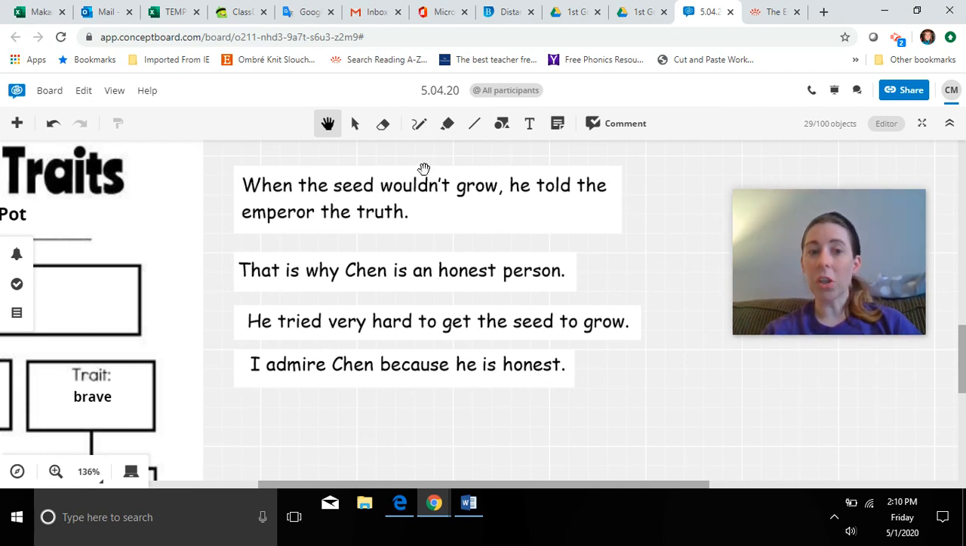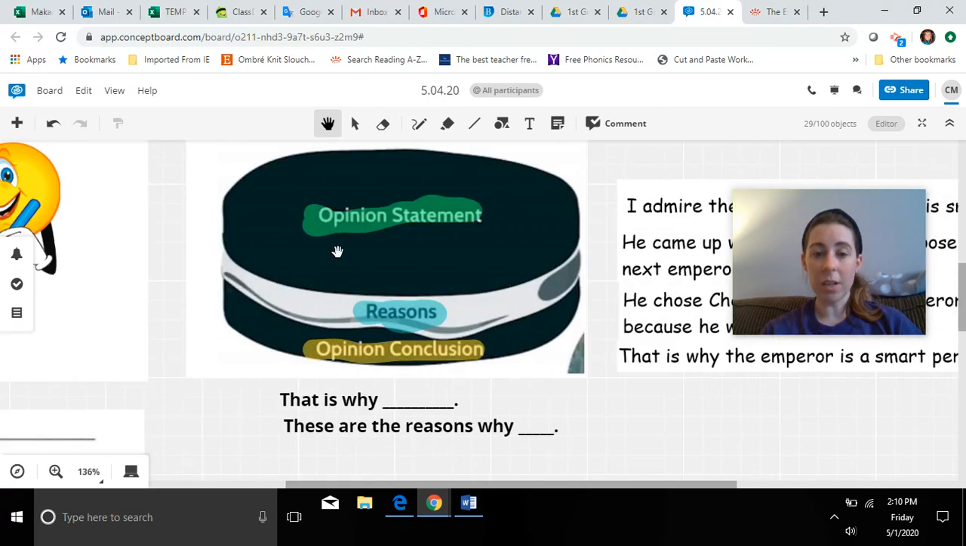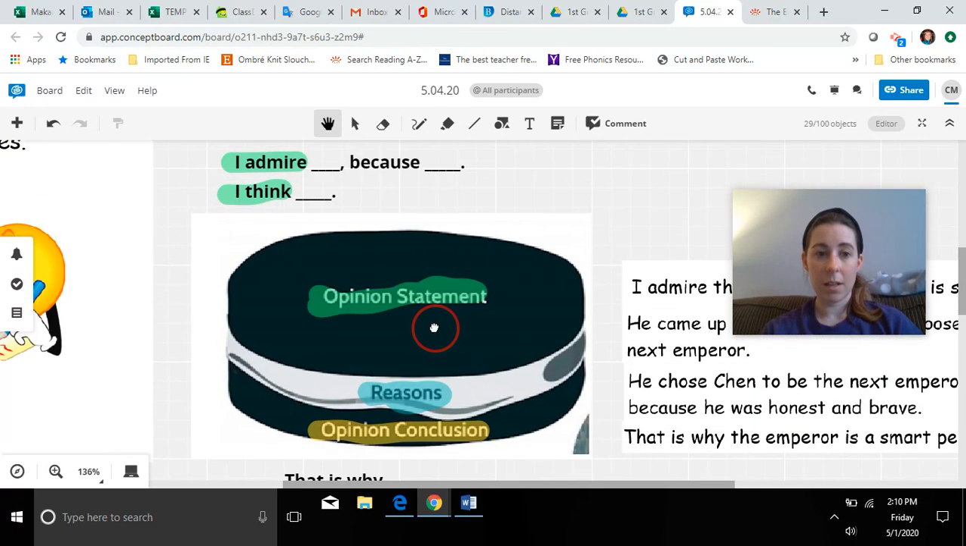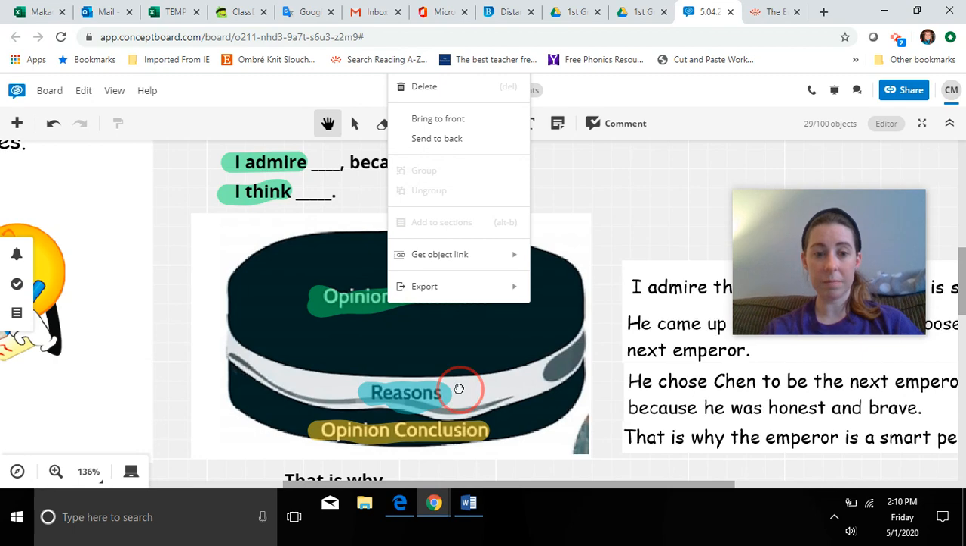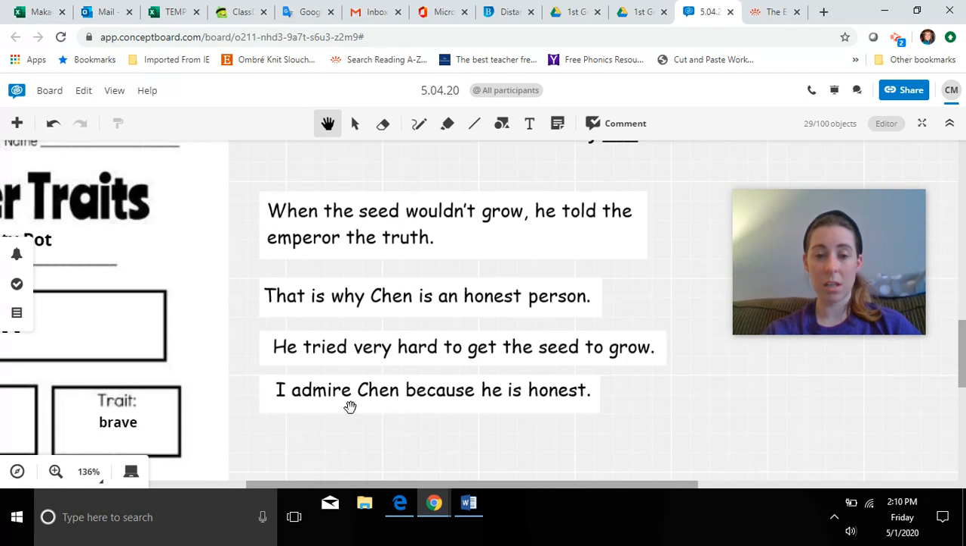I want to see if you can put these in order at home. So what you're going to do is remember, when you're looking for the opinion statement, it might start with I admire or I think, okay? Because it's something that belongs to you. So look back at our sentences about Chen. Do you see one that comes first, the opinion statement? And can you write it on a piece of paper at home?